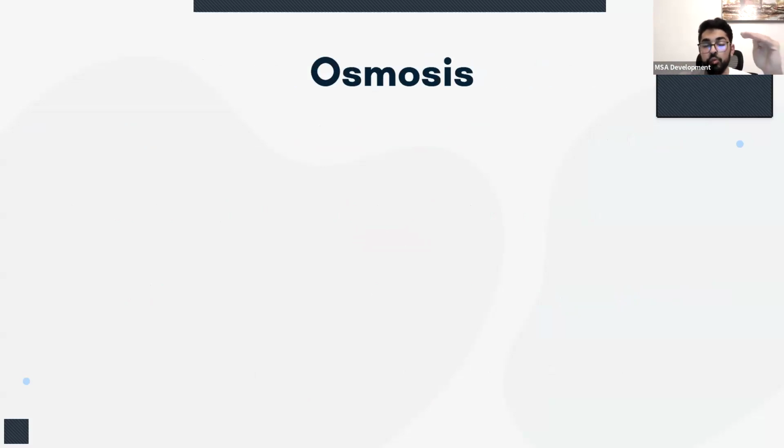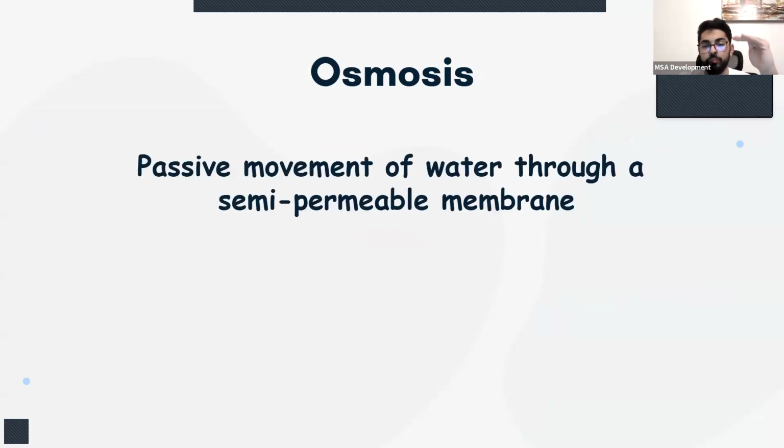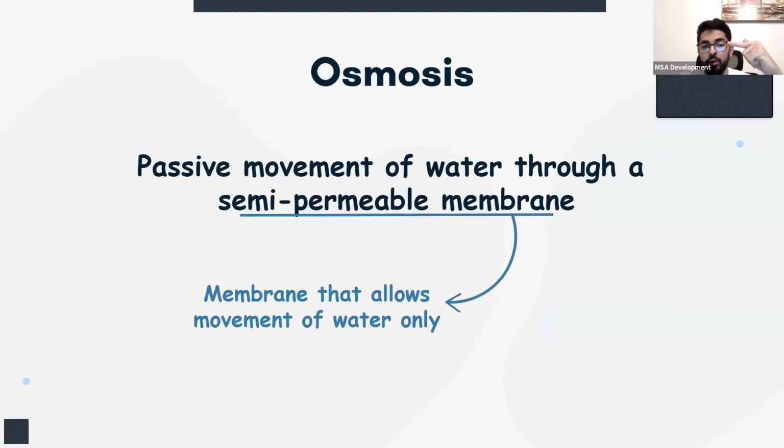What is osmosis? Osmosis is the passive movement of water through a semi-permeable membrane. Passive movement basically means that no energy is used and it happens on its own. Okay. A semi-permeable membrane is a membrane that allows the movement of water but does not allow the movement of any other solutes. Okay, so only water can move through this membrane.